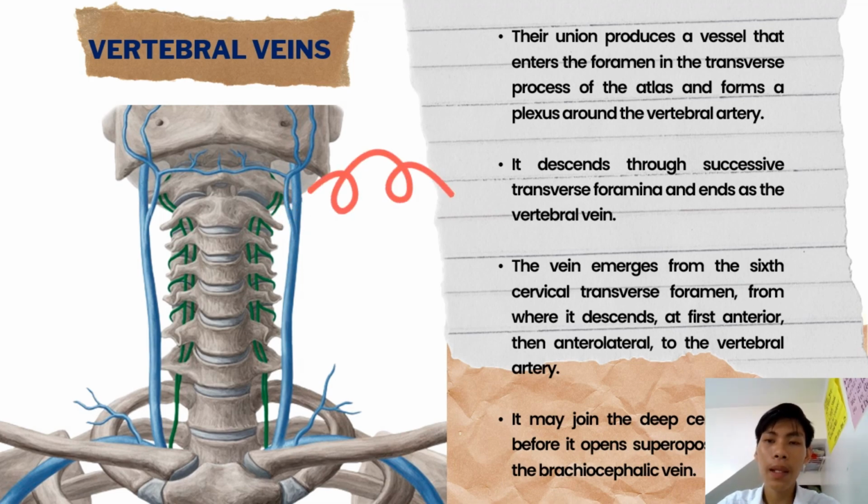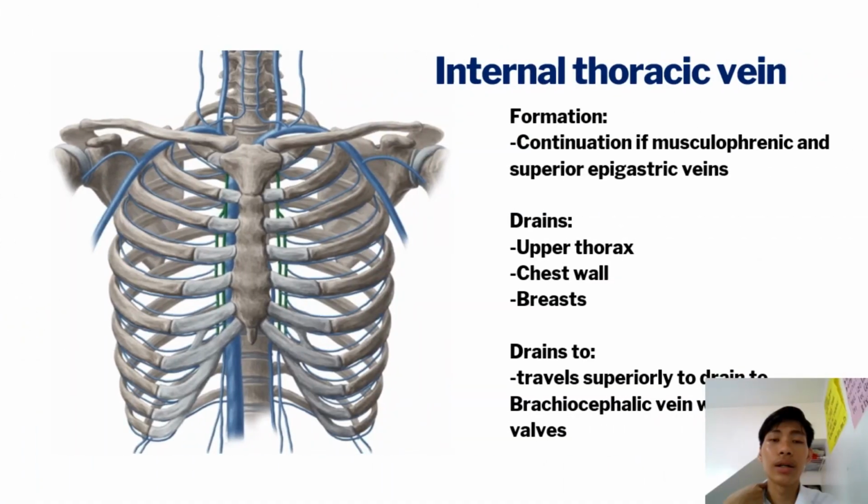The next tributary we have is the internal thoracic vein. It drains the upper thorax, chest wall, and the breast, and is formed as a continuation of the musculophrenic and the superior epigastric veins of the thorax as it collects venous blood from surrounding structures. The internal thoracic veins travel superiorly to drain into the brachiocephalic vein, as most of the veins in the body are found here. The internal thoracic vein also contains valves, which are vitally important here to prevent the backflow of the blood.